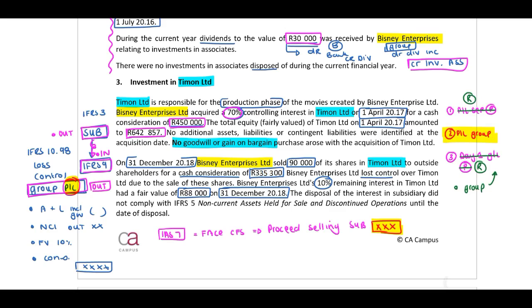Right, now let's have a look at this. They indicate to us on 31 December 2018, Bisney Enterprises sold 90,000 of its shares in Timon Limited to outside shareholders for a cash consideration of 335,300. Bisney Enterprises lost control over Timon Limited due to the sale, and the remaining 10% interest had a fair value of 88,000 Rand at 31 December 2018.